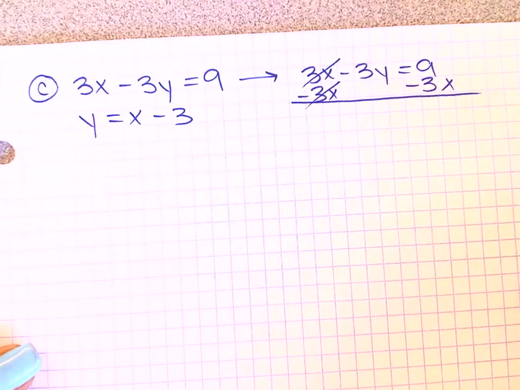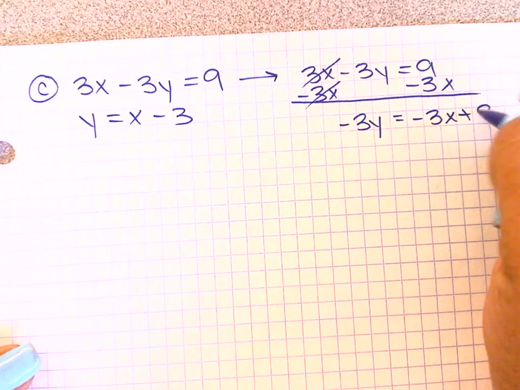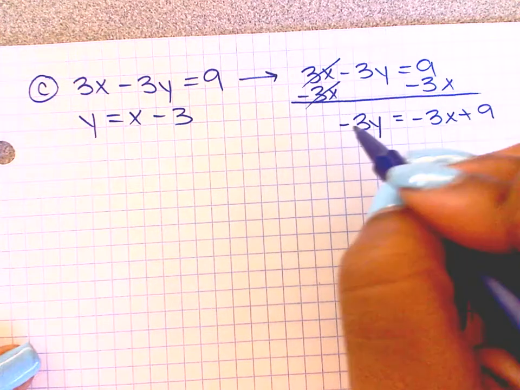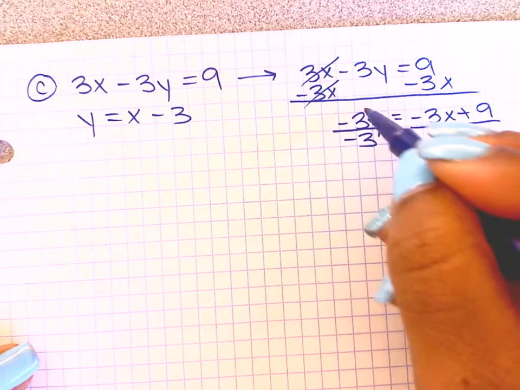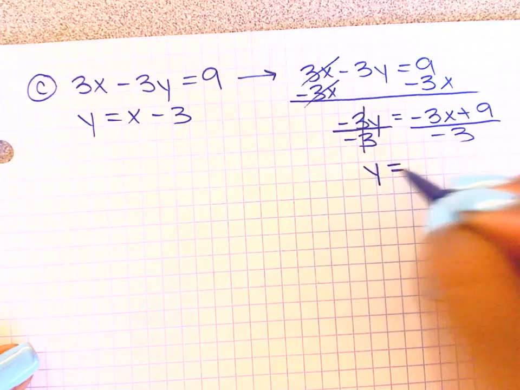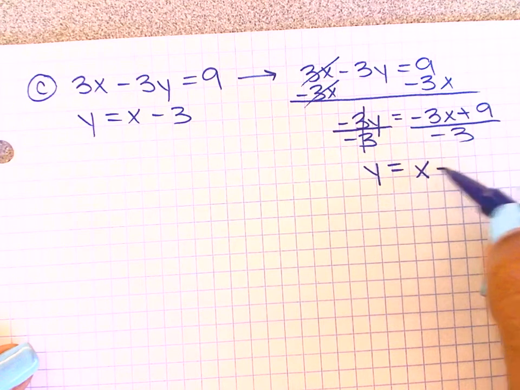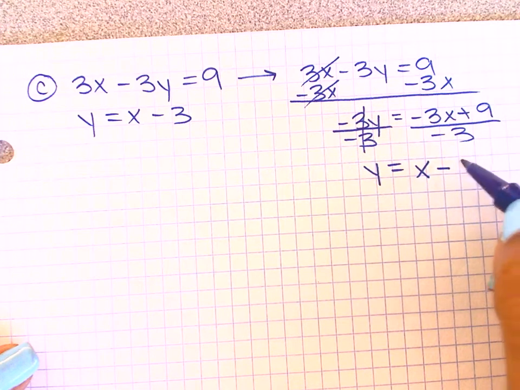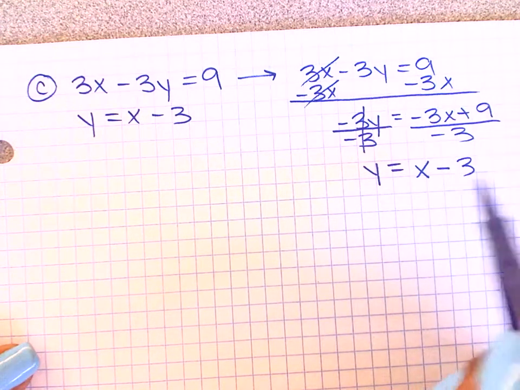Positive 3x and negative 3x cancel. I'm left with negative 3y equals negative 3x plus 9. Now remember, I put the x in front of it because in slope-intercept form, x needs to be in front. So now I'm going to divide both sides by -3 so that I can isolate my variable. The 3's cancel out and I'm left with y equals -3 divided by -3 is a +1, so x minus 9 divided by -3, 3. So that's x minus 3.